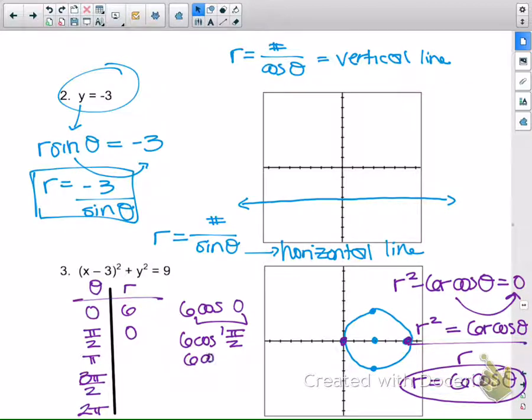Next, 6 cosine at pi. What's cosine at pi? -1. -6. So that gives me -6. So if I want to graph the point -6, pi, where's pi? Here. But -6 means I go which way? Backwards. That way. So I land on the same point we had again. Well, that's tricky. And it would keep going around.